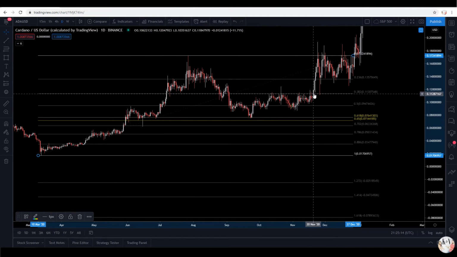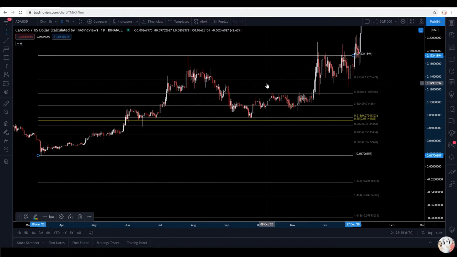So on our way up, after we broke the 0.38, we went all the way up to our previous top, and then when we fell down, we saw the support. The candle closed, but the wick went all the way to 0.38. So we can see that these levels are very helpful for us to understand what's going on.